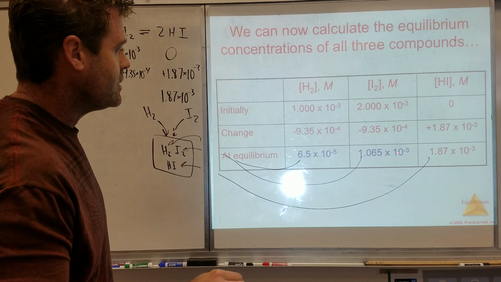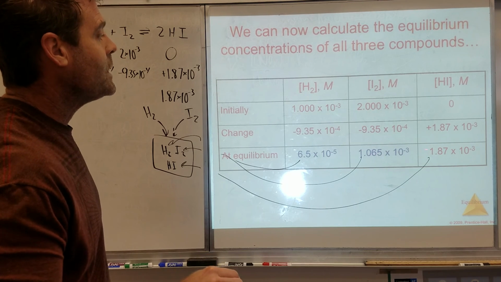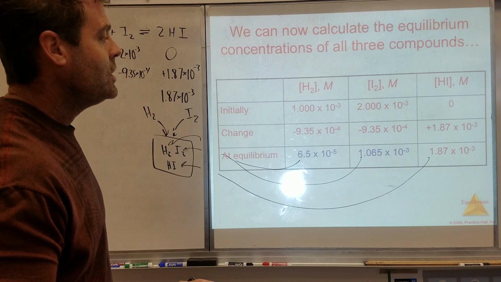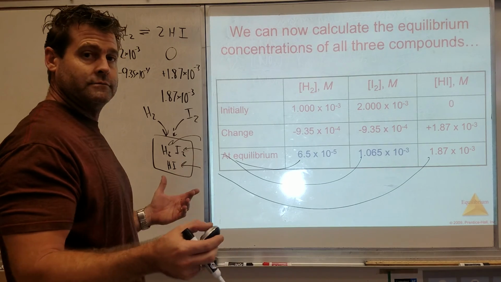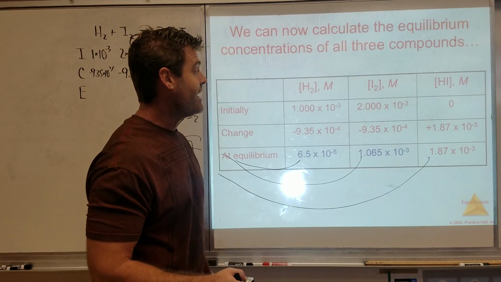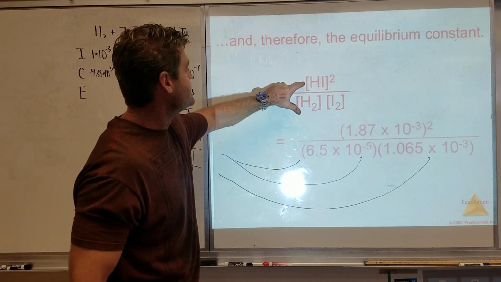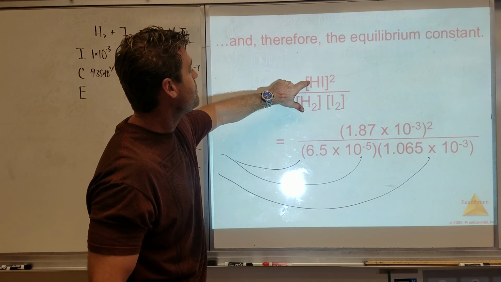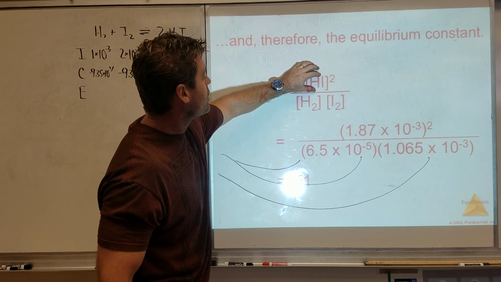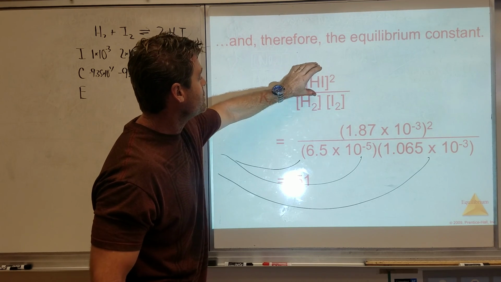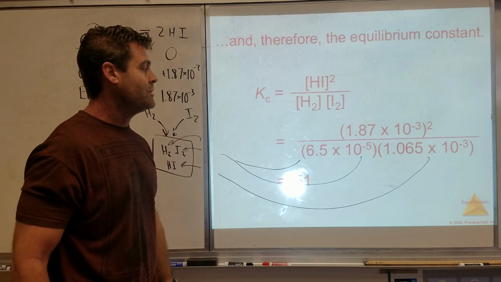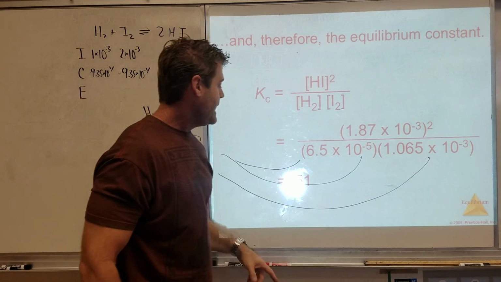And what you should notice is that this value is larger than any of these values. Hopefully you can see that's a larger value than both of those. So when I calculate the K value, shouldn't my K value be greater than 1? Wouldn't you expect that? Remember how you get your K value? It's the products over the reactants. And if I had a greater concentration of products at equilibrium, won't I have a larger numerator than denominator, and then a large number divided by a small number, won't I get a number larger than 1? So I plug them in, and what do I get?